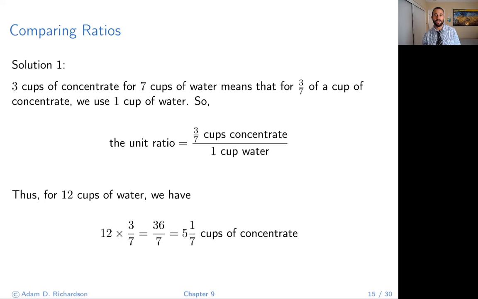Now that we know the unit ratio, we can just multiply it by the number of cups we need. That's what's so awesome about these things, right? For 12 cups of water, we're going to need 3/7 of a cup of concentrate for each. So all we need to do is multiply 12 times 3/7, and the answer comes right out: 36/7, or 5 1/7 of a cup of concentrate. There it is. That's a unit ratio, and you'll get to practice that a lot too.